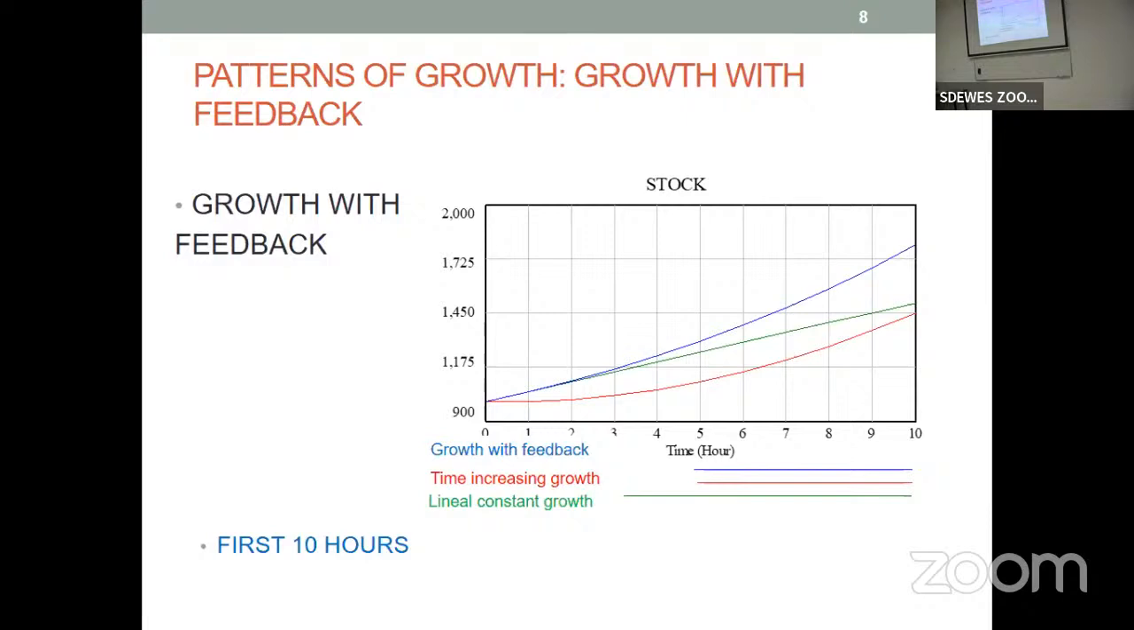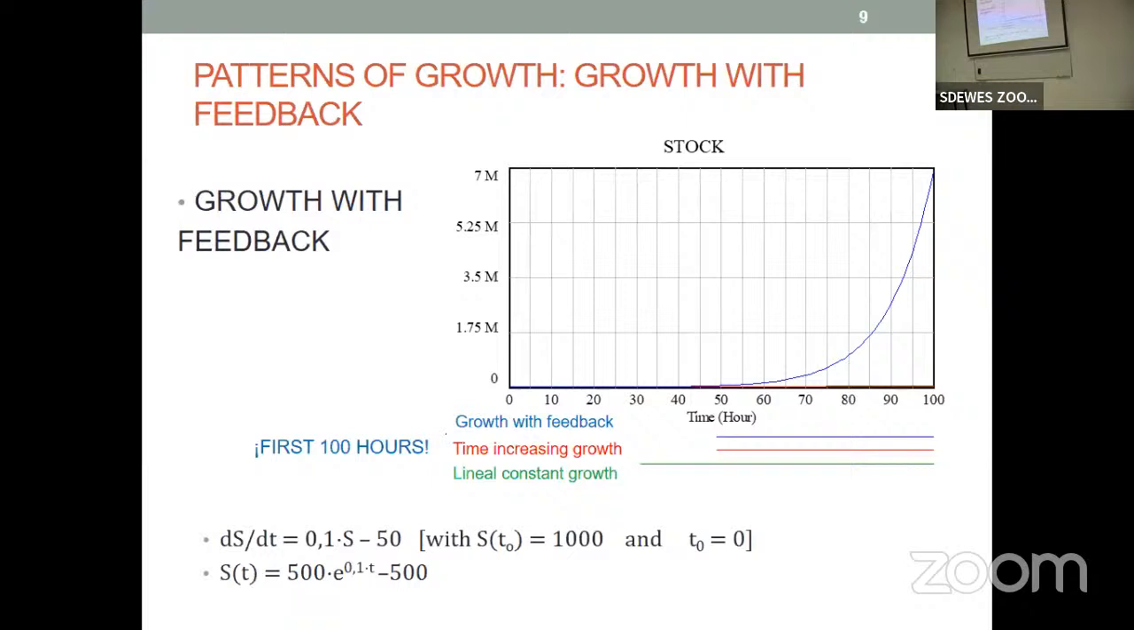This is the growth with feedback, linear and time dependent, more or less. In this case I use hours, but it's the same with any other unit of time, okay? But if you check the behavior not after 10 hours, but after 100, the behavior is like that.